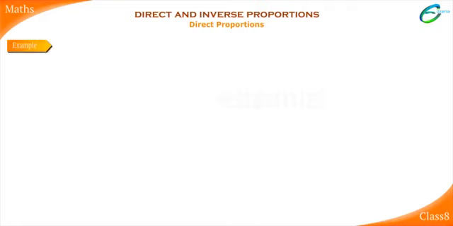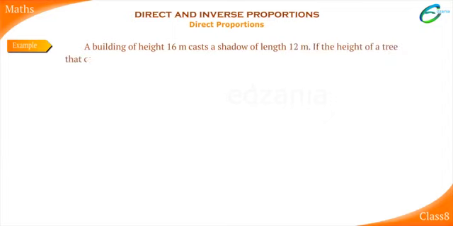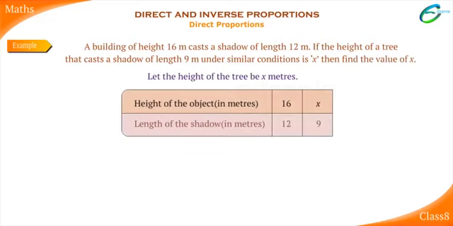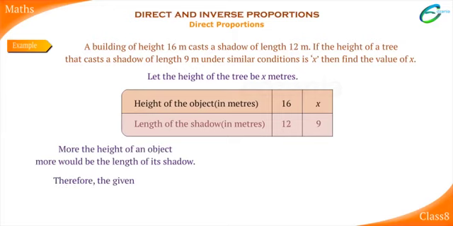Let us solve a problem. A building of height 16 meters casts a shadow of length 12 meters. If the height of a tree that casts a shadow of length 9 meters under similar conditions is x, then find the value of x. Let the height of the tree be x meters. Let us tabulate the given data. Note that more the height of an object, more would be the length of its shadow. Therefore, the given quantities are in direct proportion.